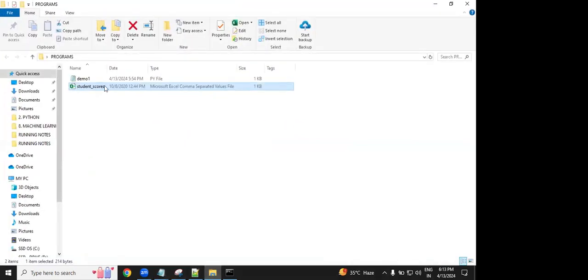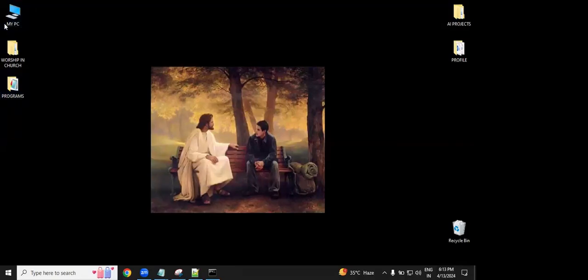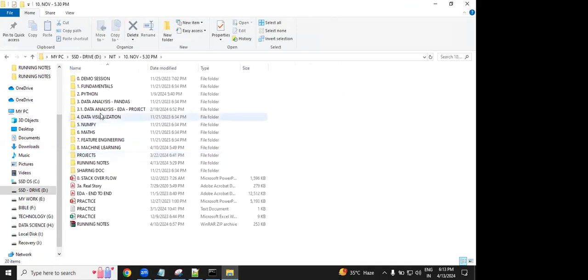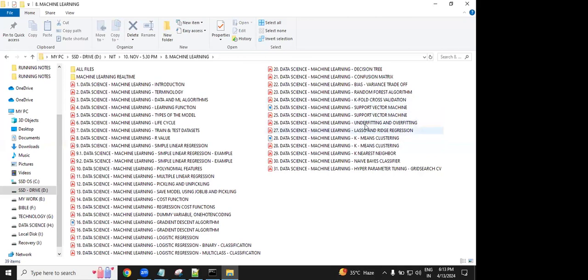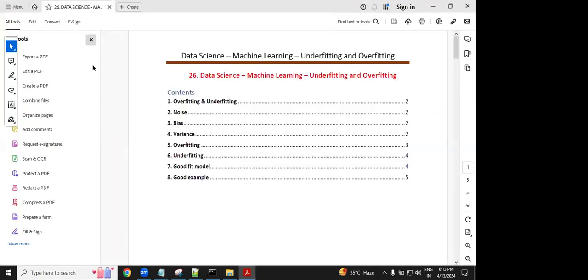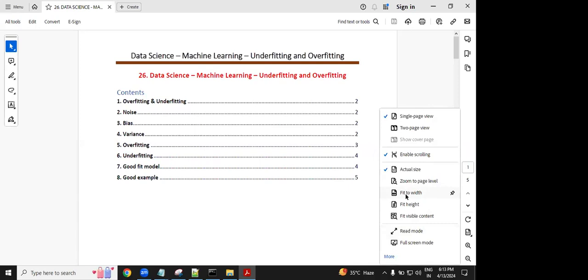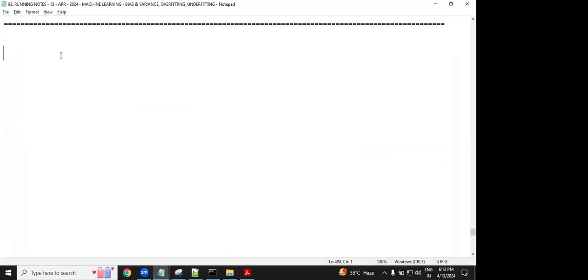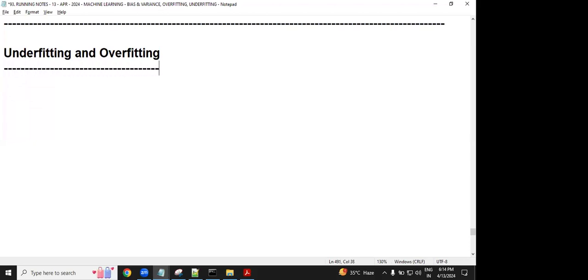Now, the next topic is underfitting and overfitting. Damn sure interview question, sir. The topic name is called underfitting and overfitting. But first I will explain about overfitting, then you will understand what underfitting is. Now read everyone, what is the topic name? Underfitting and overfitting.